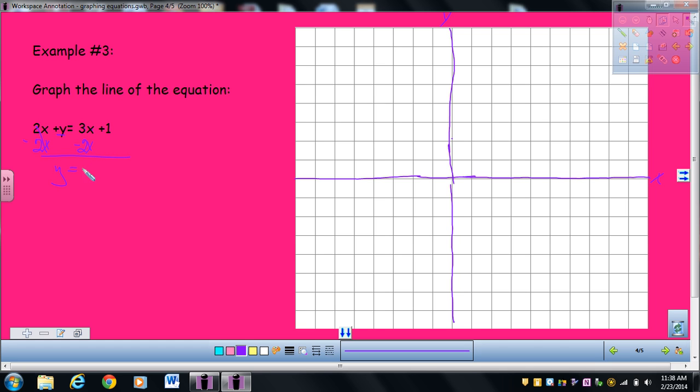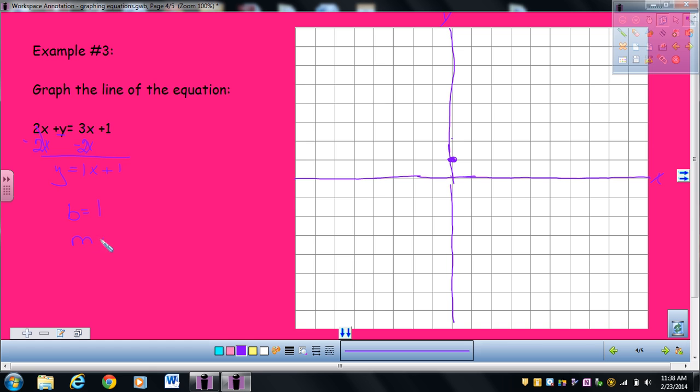3x minus 2x is 1x. And then that is not a like term with x. There is no x attached to it, so I just bring that down. And my next step is to determine what is the y-intercept, represented by b in this equation, happens to be a positive 1. I'm going to graph that positive 1 right there.